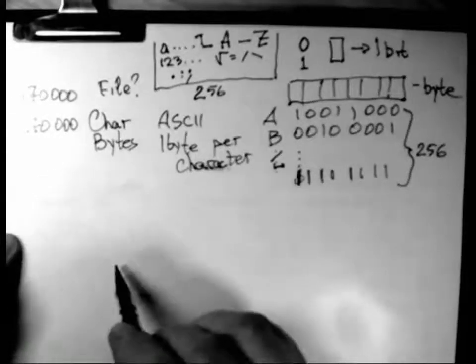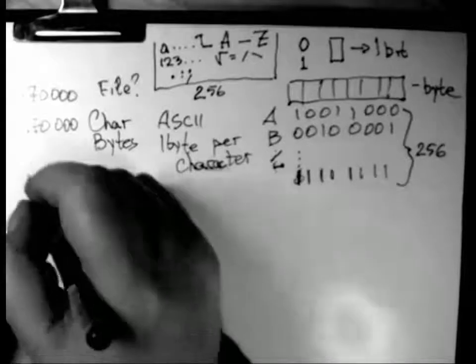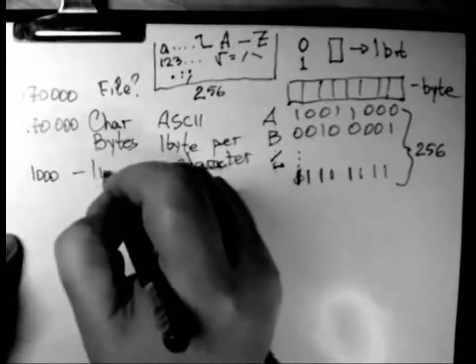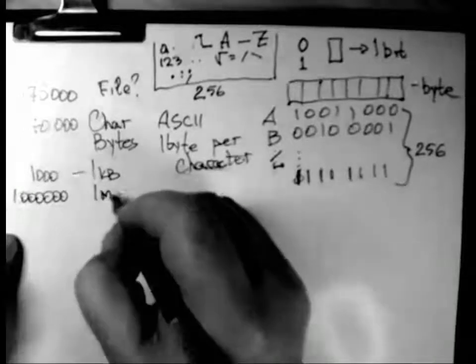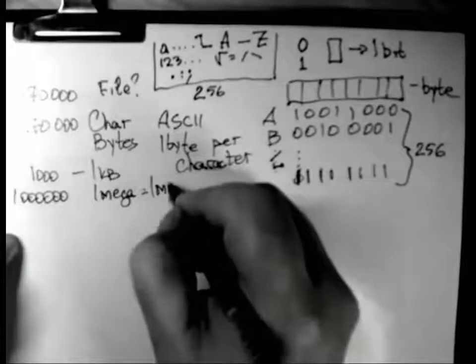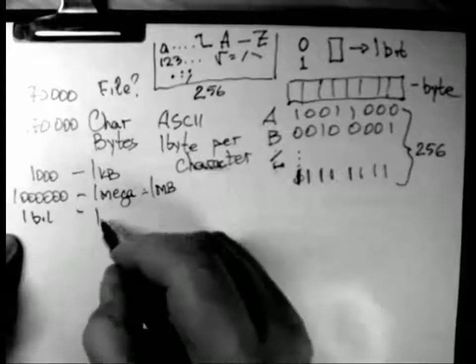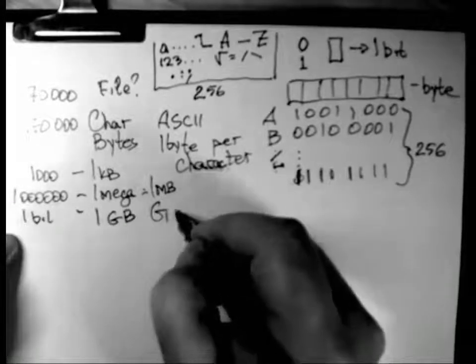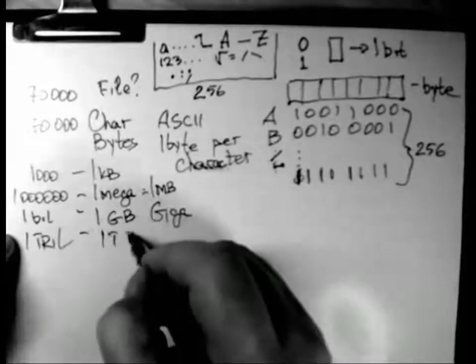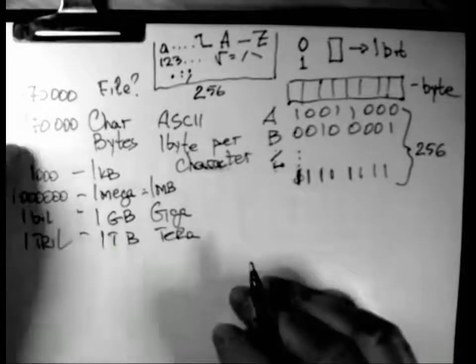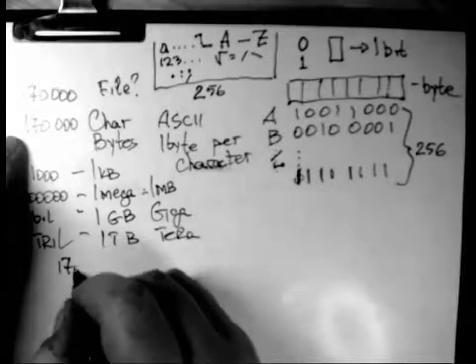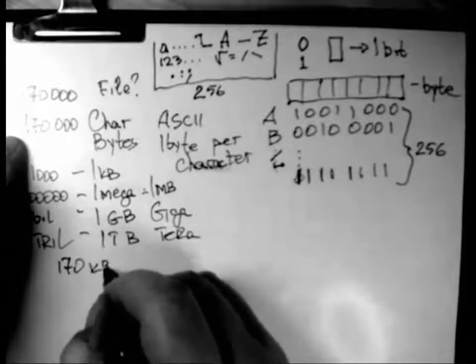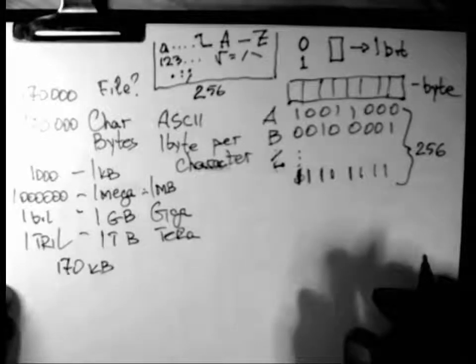Now, people invented better units: 1000 bytes is 1 KB, 1 kilobyte; 1 million bytes is 1 megabyte, 1 MB; 1 billion is 1 gigabyte, giga; and 1 trillion is 1 terabyte, tera. So according to this, I can say the size of the book will be 170 kilobytes. That is easy to calculate.